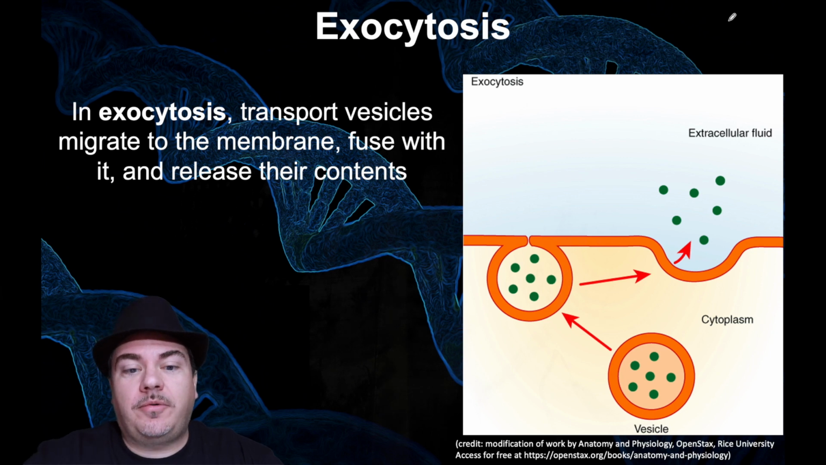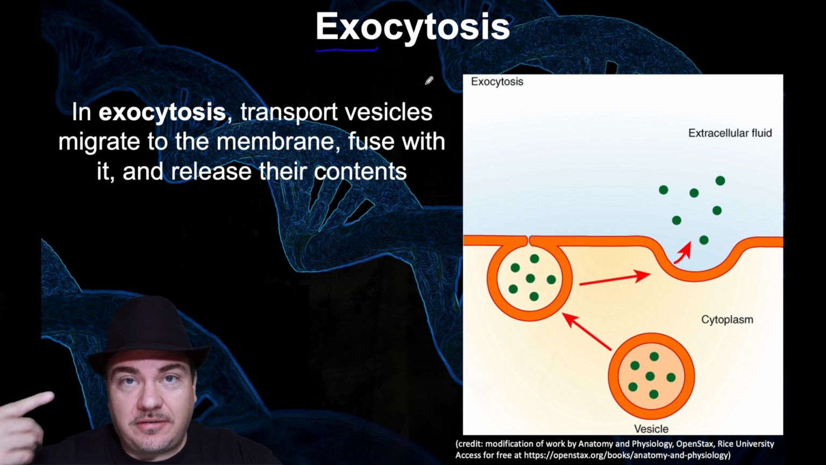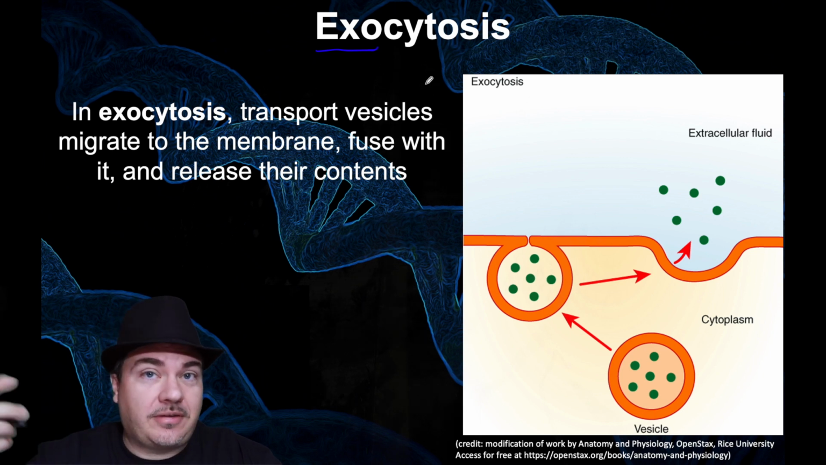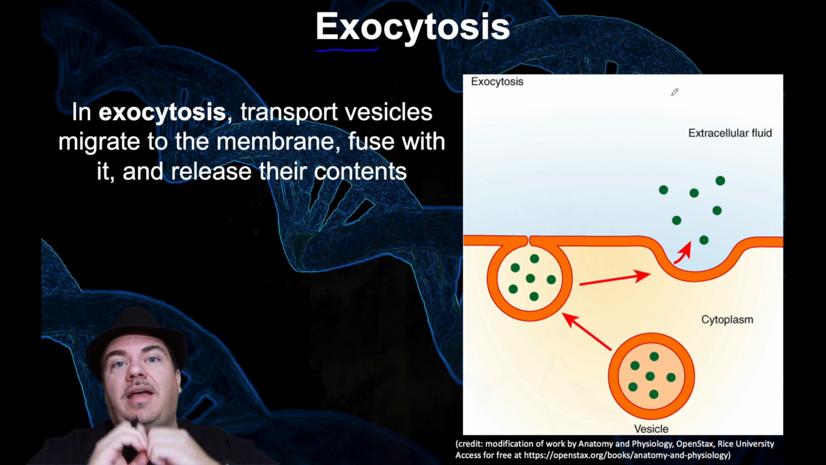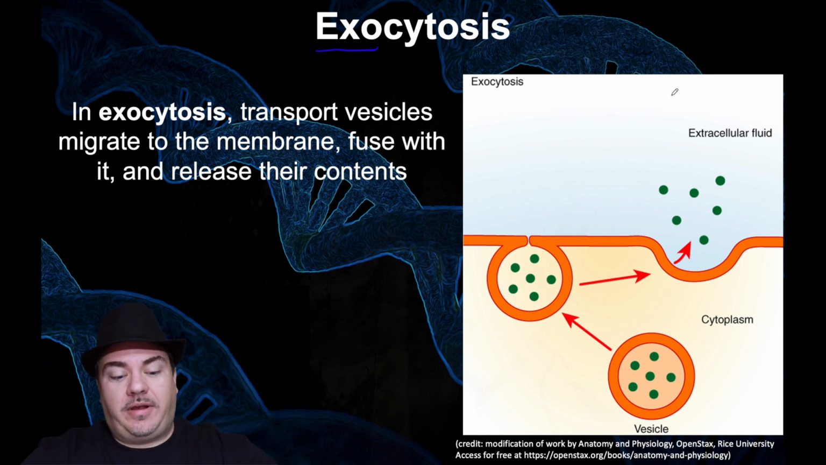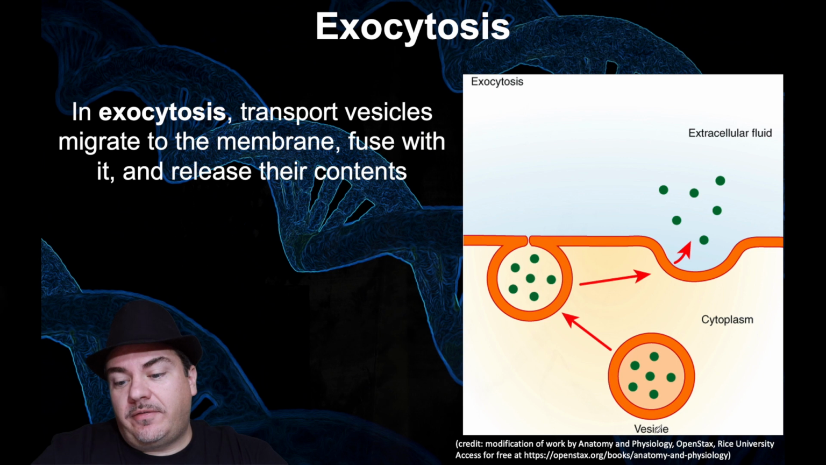To help me remember this, exo kind of sounds like exit, at least a little bit to me. That's how I remember it at least. Exo, exit, that's how you get big things out of the cell. So what happens is, inside the cell you have a vesicle, and inside the vesicle is whatever your cell wants to get rid of.